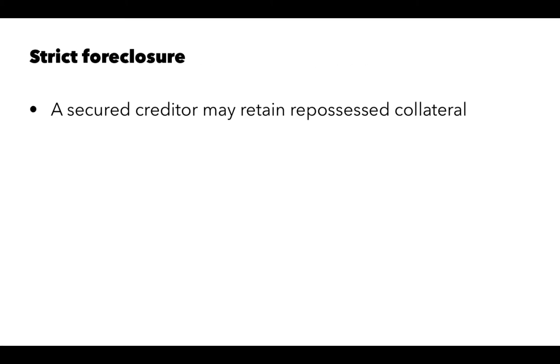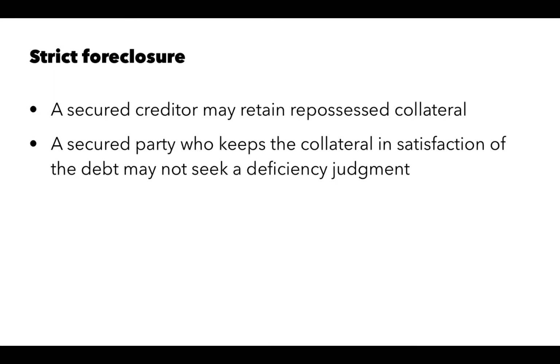Strict foreclosure occurs when a secured creditor retains repossessed collateral. A secured party who keeps the collateral in satisfaction of the debt cannot seek a deficiency judgment. If you choose to take the collateral and retain it for your own use, then you cannot seek a deficiency judgment.